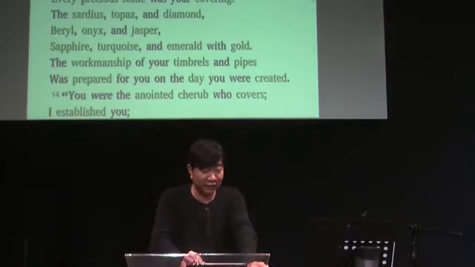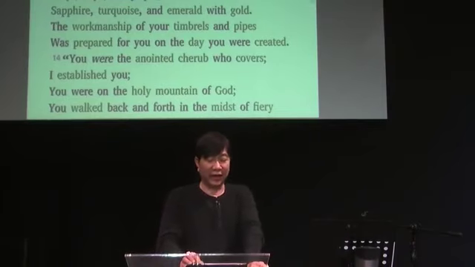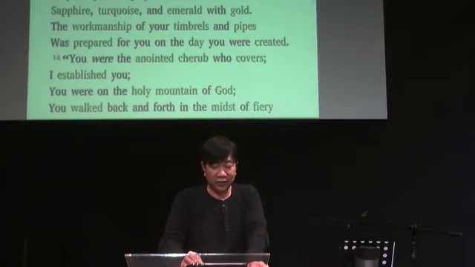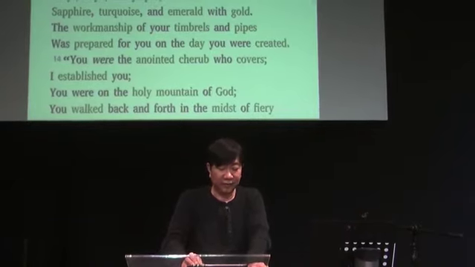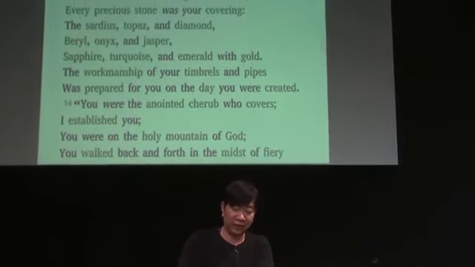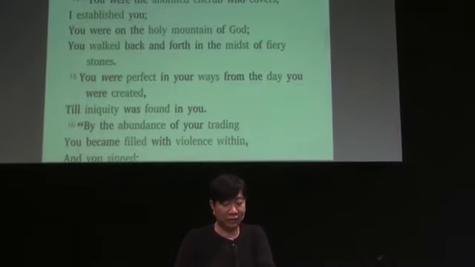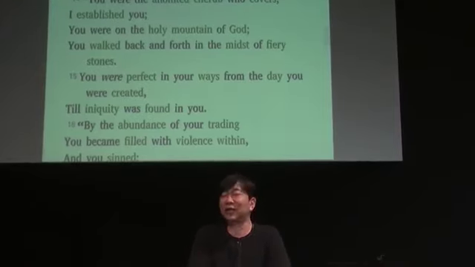Thus says the Lord God, you were the seal of perfection, full of wisdom and perfect in beauty. You were in Eden, the garden of God. Every precious stone was your covering, the sardius, topaz, diamond, beryl, onyx, jasper, sapphire, turquoise, emerald with gold. The workmanship of your timbrels and pipes was prepared for you on the day you were created. So he's a created being. You were the anointed cherub.